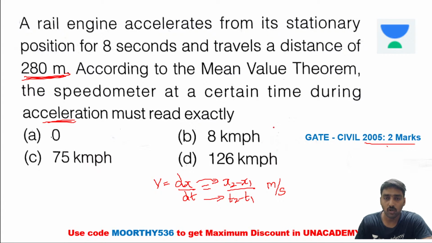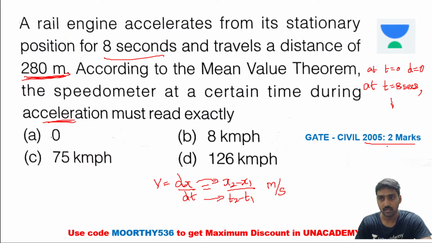Now we need to identify what will be the initial value of time period and initial distance. At time t equal to 0, distance is equal to 0. When we reach 8 seconds, distance is equal to 280 meter. At 0 second, 0 distance traveled, and after 8 seconds it has reached 280 meter. So within the 8 seconds it reached 280 meter. What will be the speed in terms of kilometer per hour?